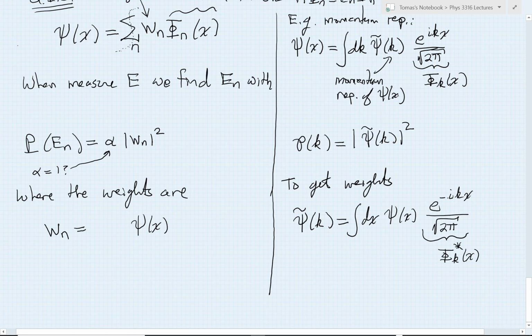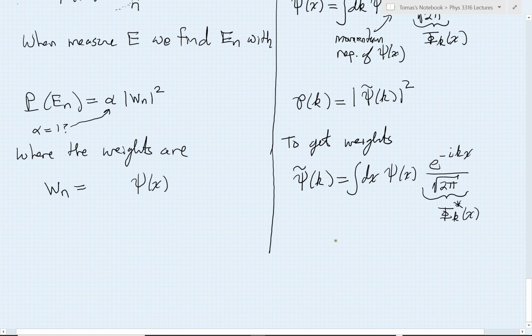The beauty of this, though, I hope you'll recognize, is that it has a very nice compact notation, because this is just a Hermitian inner product. So to get the weights in my representation, or to transform my representations, what I do is take the inner product of my pure momentum state with my wave function.